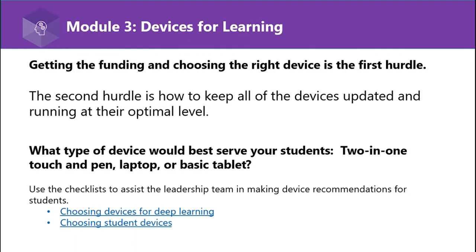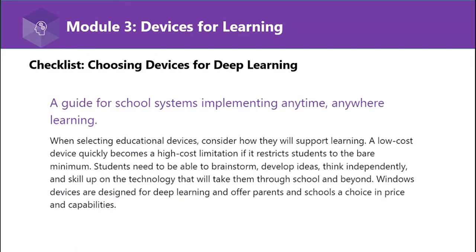To do that, use the checklist to assist the leadership team in making device recommendations for students. The first checklist is choosing devices for deep learning. This is a guide for school systems implementing anytime, anywhere learning. When selecting educational devices, consider how they will support learning. A low-cost device quickly becomes a high-cost limitation if it restricts students to the bare minimum. Students need to be able to brainstorm, develop ideas, think independently, and skill up on the technology that will take them through school and beyond.